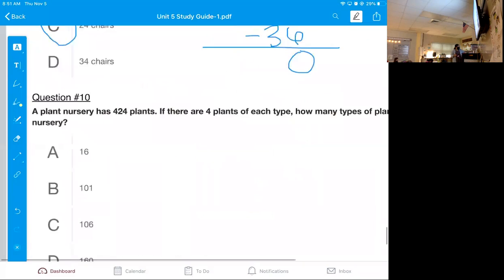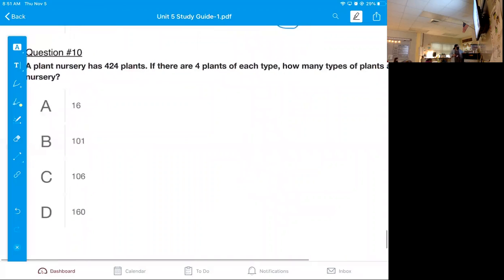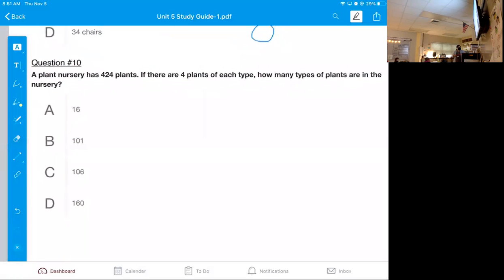All right. We're on our last one now. Number 10 says a plant nursery has 424 plants. If there are 4 plants of each type, how many types of plants are in the nursery?